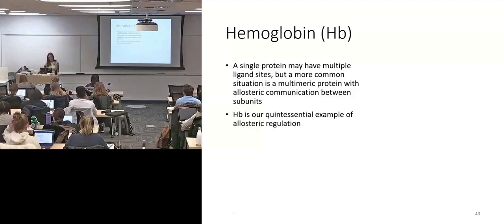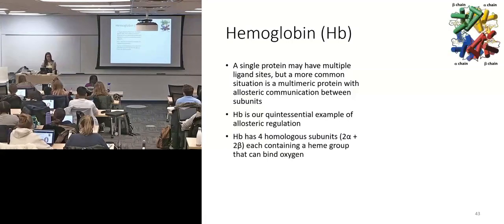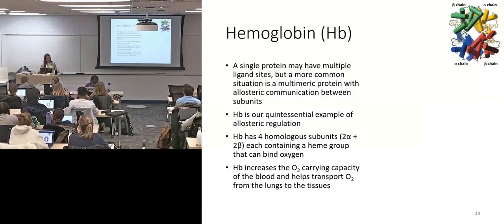Hemoglobin is the quintessential example of allosteric regulation. It has 4 very similar looking subunits, 2 alpha, 2 beta. They each have a heme group. They each can bind an oxygen molecule. What hemoglobin does in the body is it increases the oxygen carrying capacity of the blood. It helps transport oxygen from the lungs to the tissues.